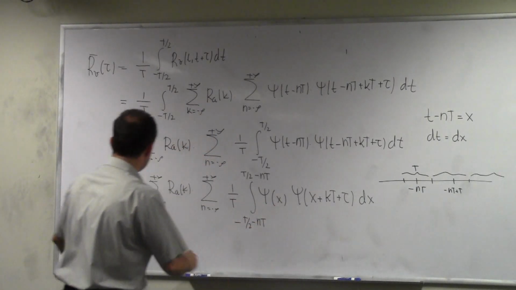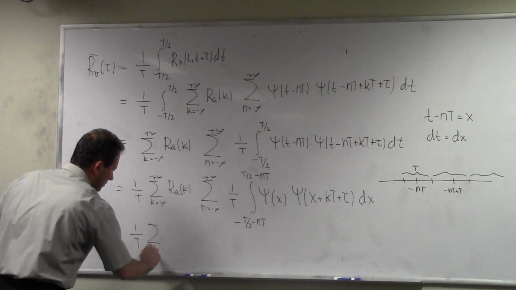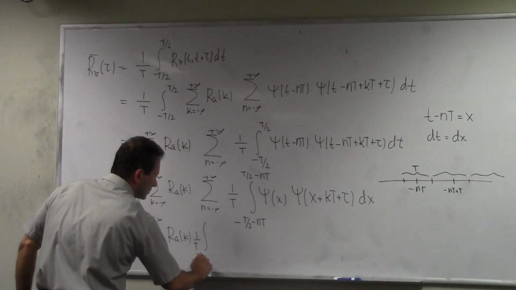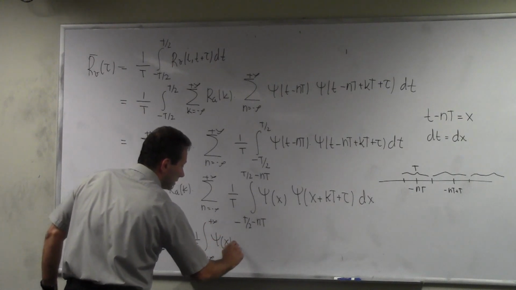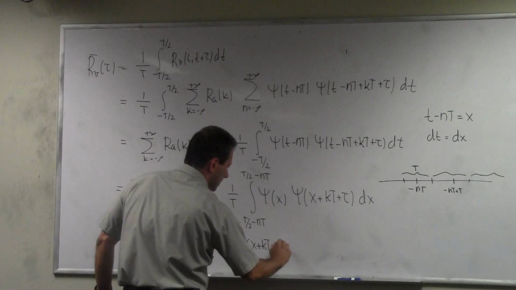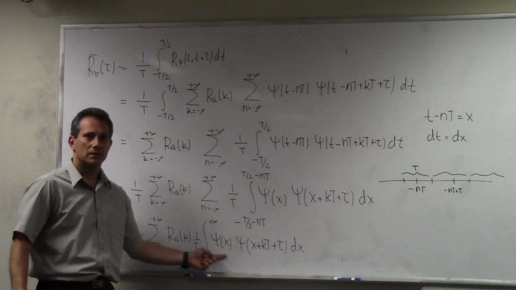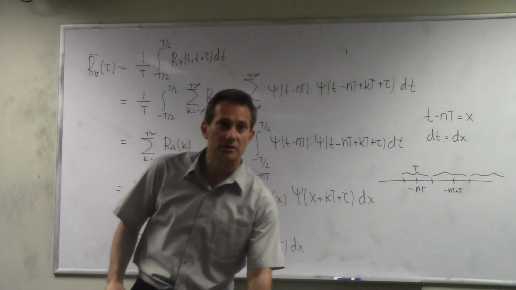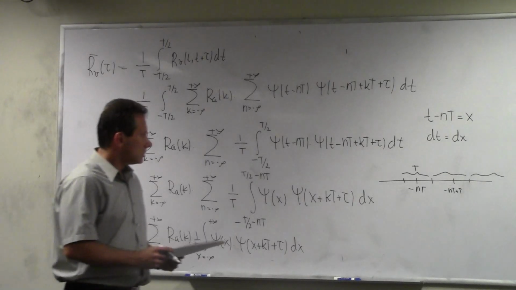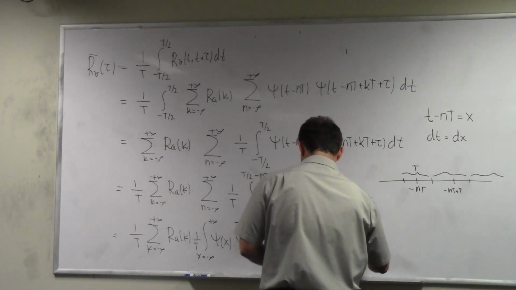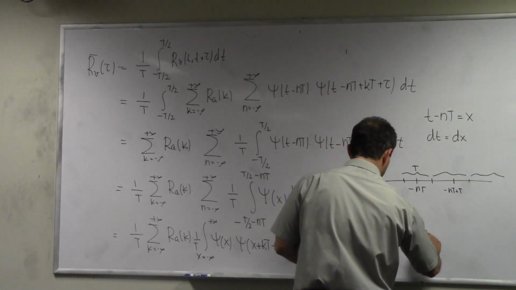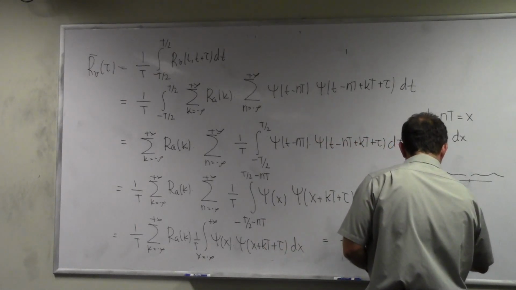So this whole thing becomes equal to 1 over T, sum k goes from minus infinity to plus infinity, R_a of k, times an integral, 1 over T, when x goes from minus infinity to plus infinity, psi of x plus kT plus tau dx. What is this? This is an autocorrelation function, right? Again. But an autocorrelation function of what? Of your basis functions, of your psi of t. So this is equal to 1 over T, sum when k goes from minus infinity to plus infinity, R_a of k, and then R_psi of tau plus kT.